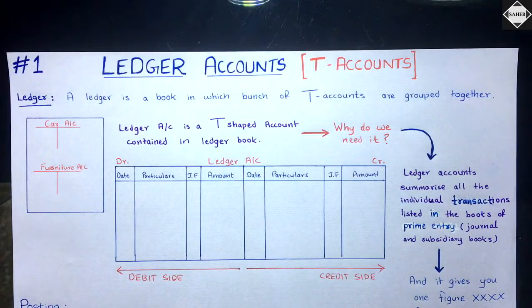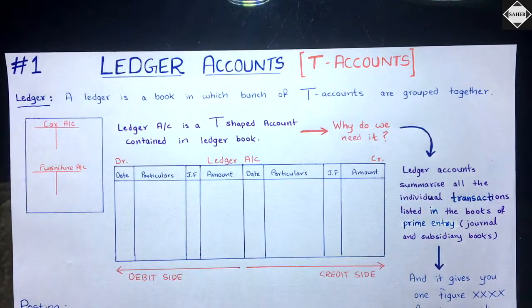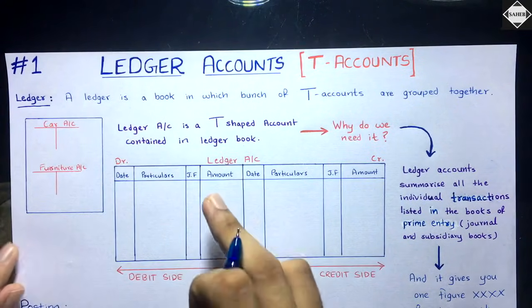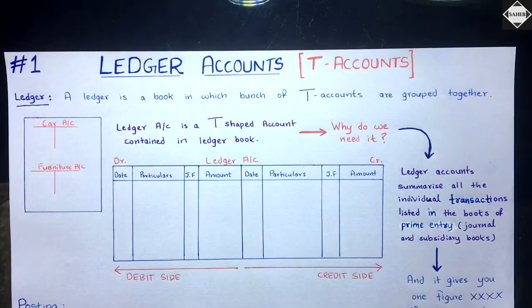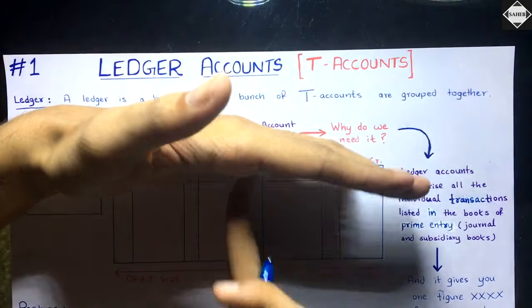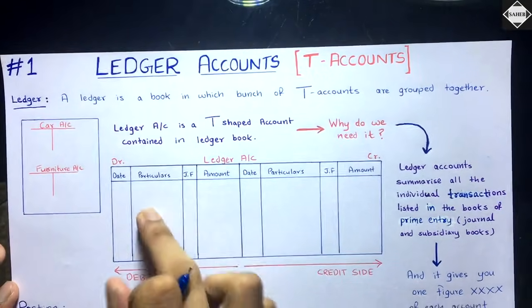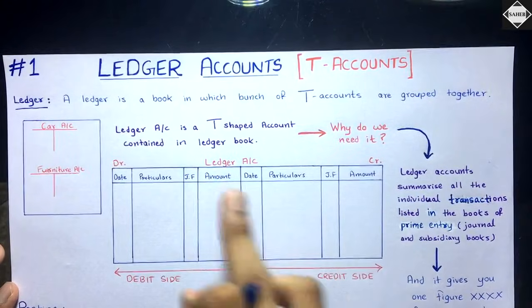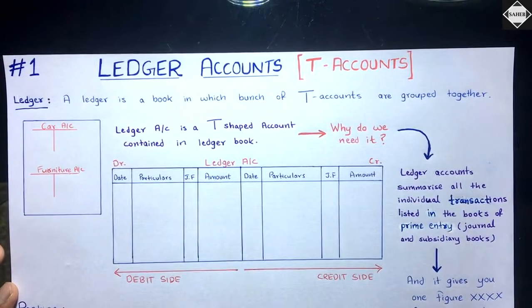Ledger account format: see here you have this format: date, particulars column, journal folio, which is just a page number of the journal book, and then you have amount. Now why do we call this a T-shaped account? Because it is T-shaped. See here, you have the same things over here: date, particulars, journal folio, amount, date, particulars, journal folio, amount. Journal folio is just the page number of the journal book.